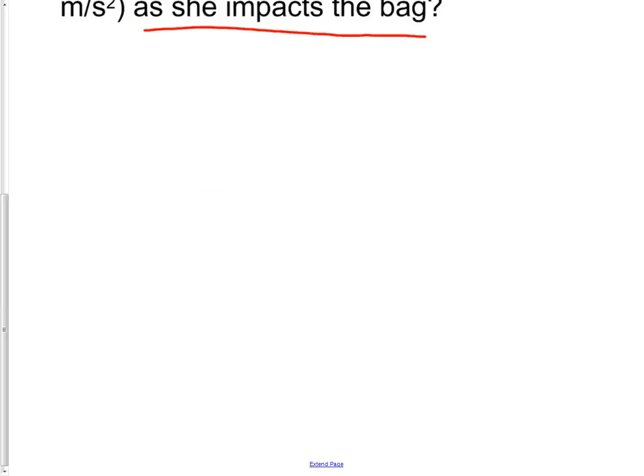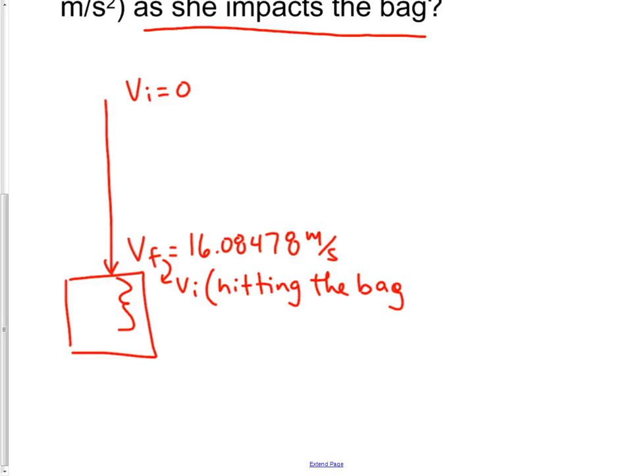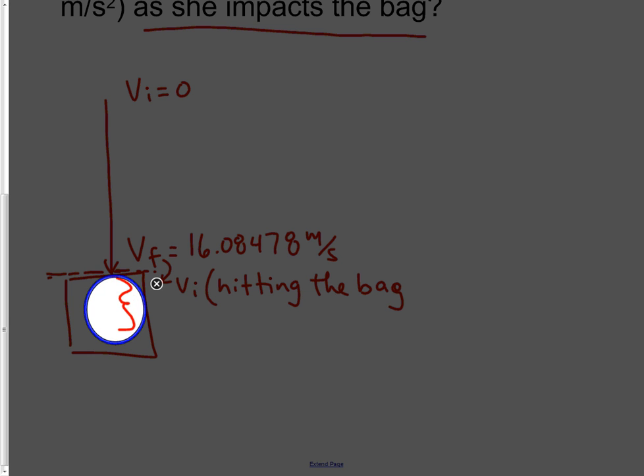That's a new problem. So we've got her fall, and then we've got when she hits the bag. We want to find her acceleration as she stops very quickly while hitting the bag. So VI is 0 up here. We know now that the VF of the fall is that 16.08478 meters per second. Go back to the unrounded number since we're going to use it for more calculation. That, though, is VI for hitting the bag. That's the key to this whole lesson. That if you can find the speed right at the moment where the acceleration changes, you've got VF of the interval that happened beforehand, in this case a fall, and you've got VI of the interval that happens afterwards, in this case landing in the bag.